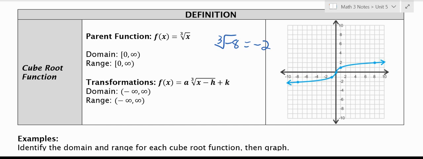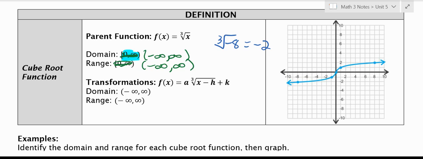And actually, let me change this right here. So it should say it goes from negative infinity to positive infinity. And then the range also goes from negative infinity to positive infinity. So that should actually be the same for both.